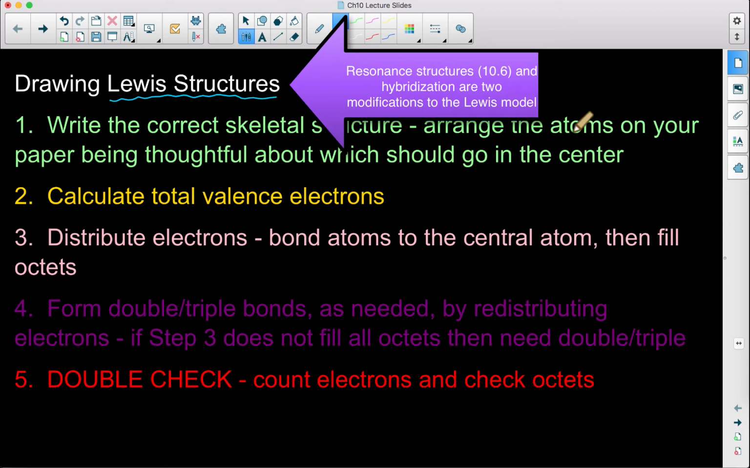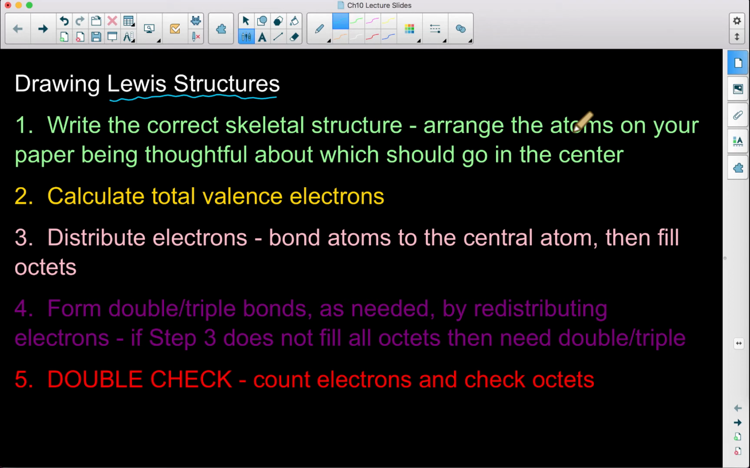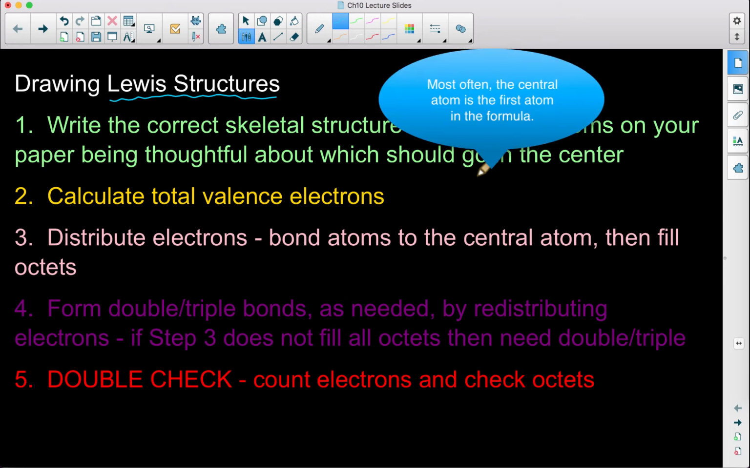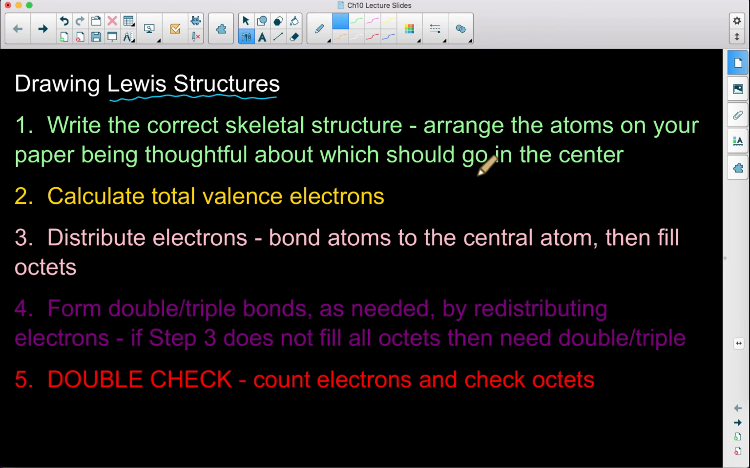So, step number 1 says we're going to write the correct skeletal structure. That's the wording from your book. What that really means is we're going to arrange the atoms on our paper, being thoughtful about which should go in the center. Most of your structures are going to be composed of a central atom to which everything else is bonded. The exceptions would be larger organic molecules. If it's an organic molecule, carbons are going to be at the center. Either there will be a central carbon, or carbons will make up our backbone, like we've talked about with long chain hydrocarbons. So carbon will make up the backbone.